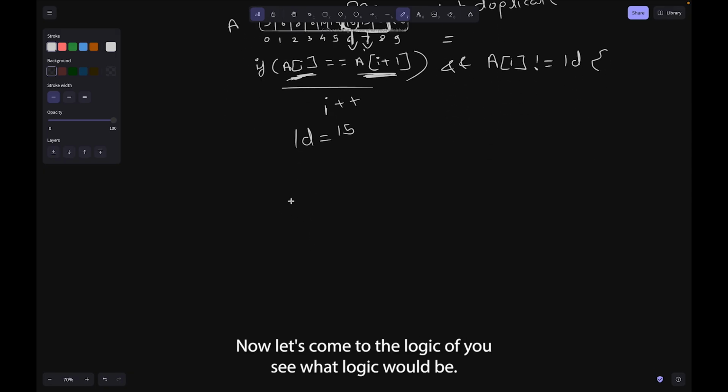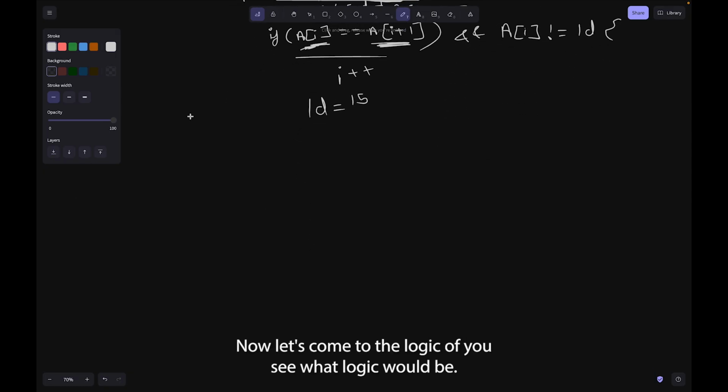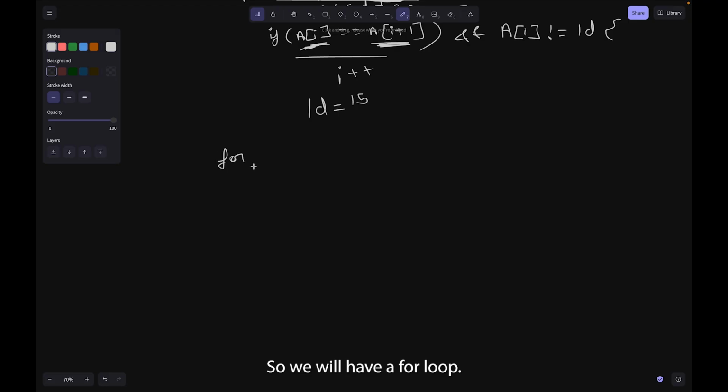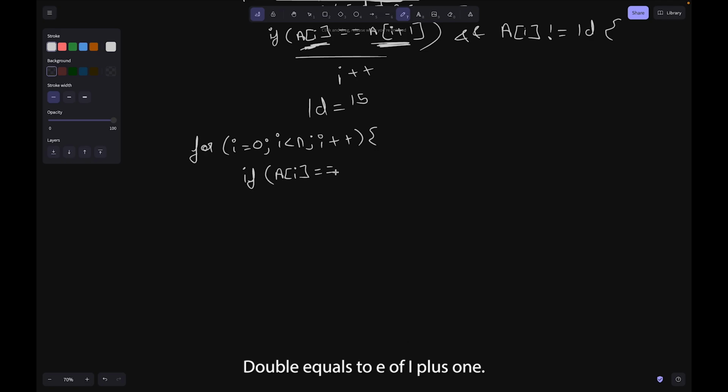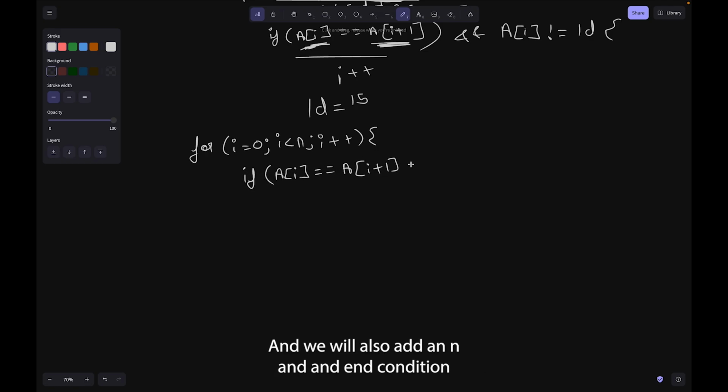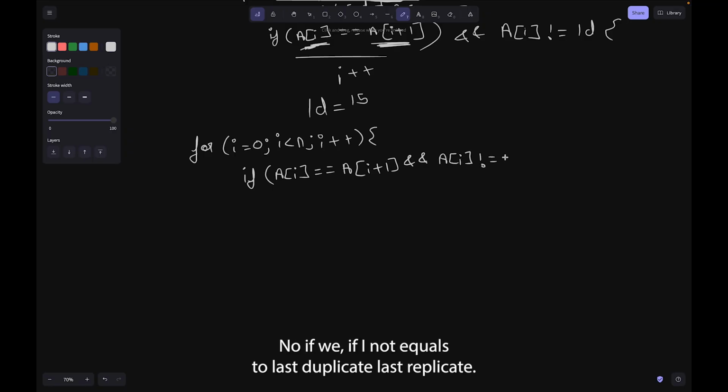Now let's come to the logic. We will have a for loop: for I equal to 0, I less than n, I plus plus. Inside it, we will have an if condition, which will be A of I double equals to A of I plus 1, and we will also add an and condition, which is for not printing the same element more than once. So A of I not equal to last duplicate.